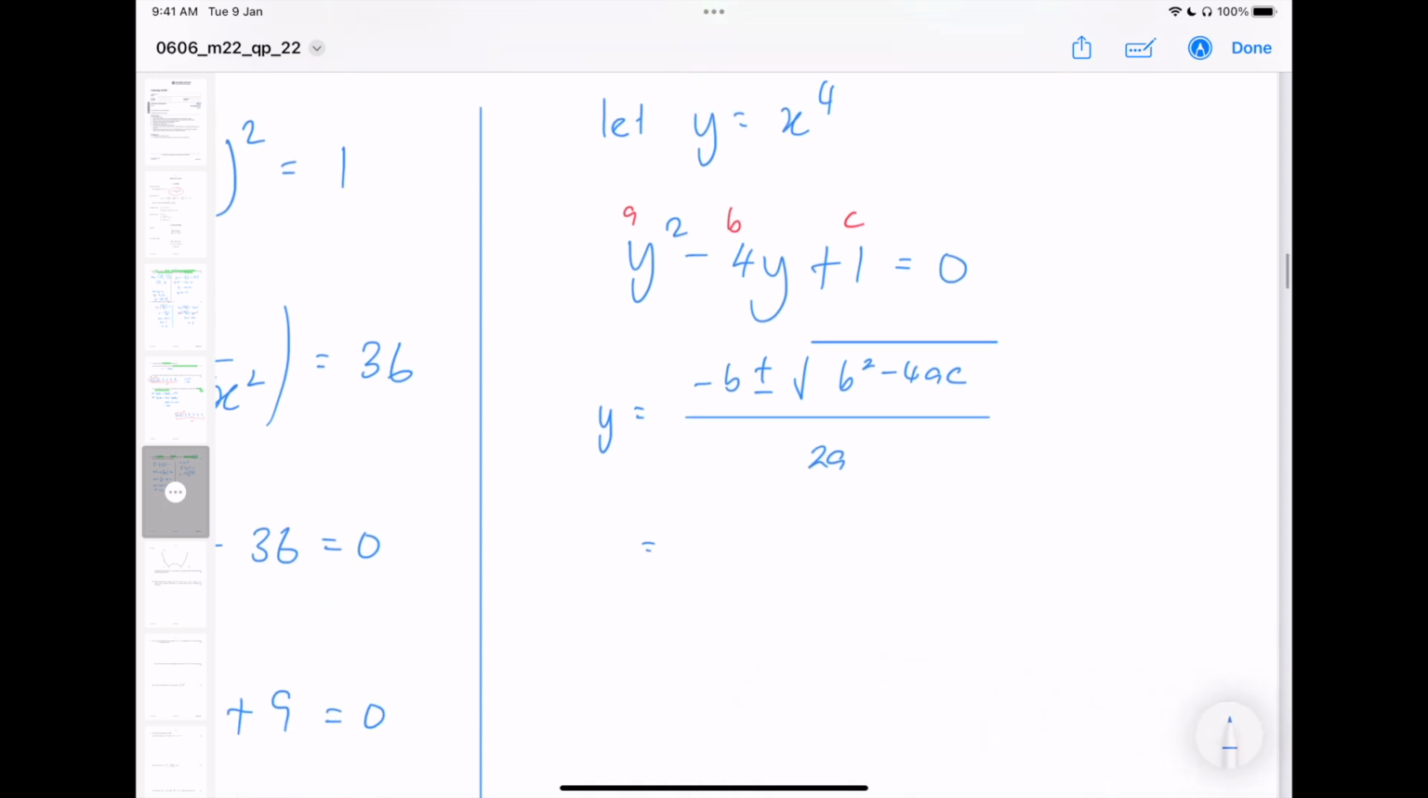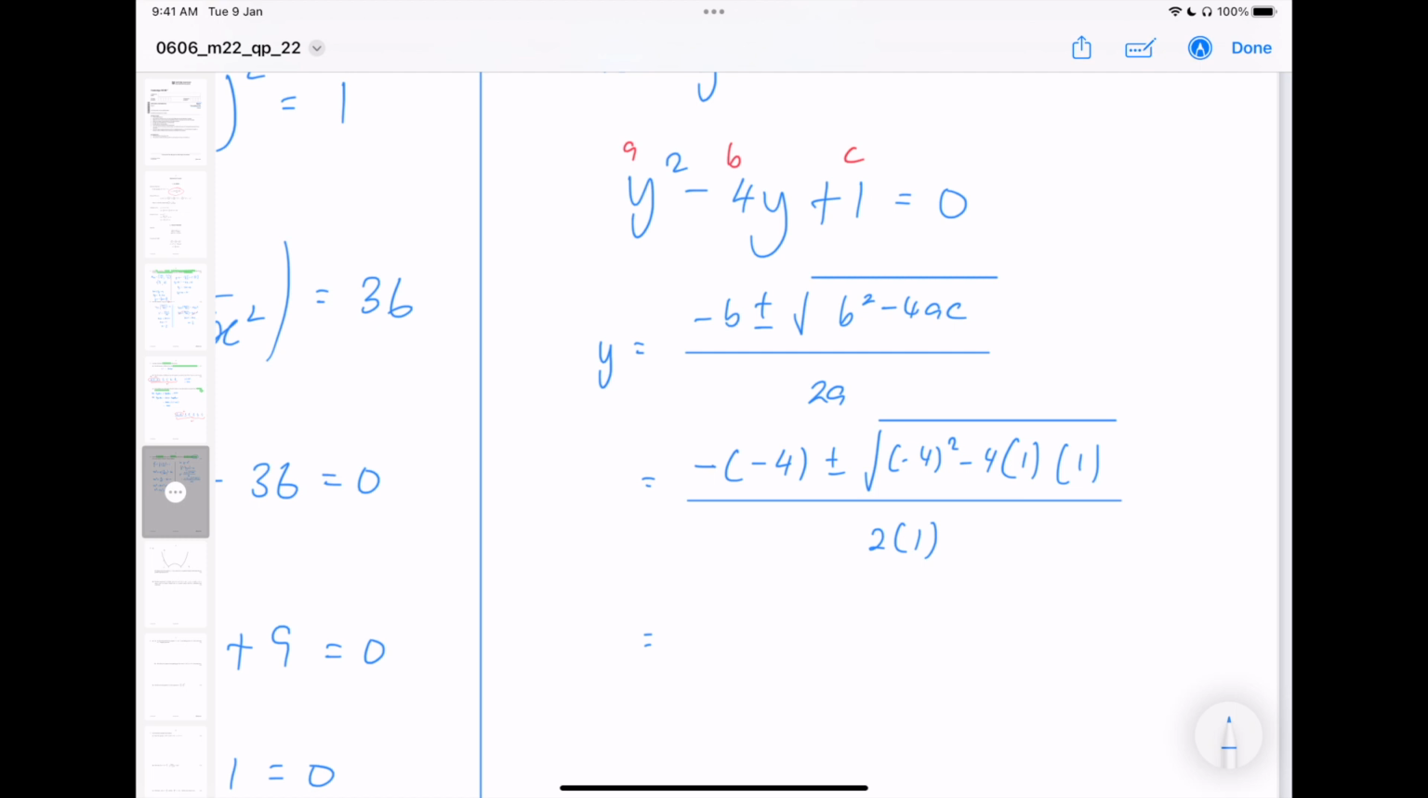Alright, so your b is negative 4. Be careful of the negative. So minus negative 4 plus minus square root of, you'll have minus 4 again squared, minus 4. A is just 1, c is 1. Be careful of what you substitute, especially the negatives. That's where people get confused. Divided by 2 times 1, because a is 1. Alright, you can pause this video at any time just to see what I substituted.